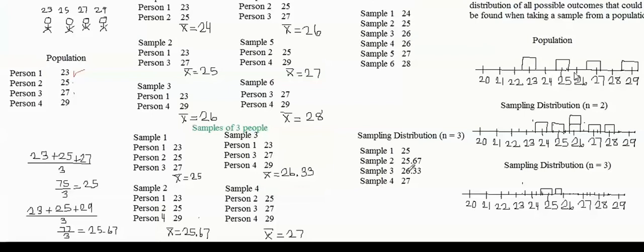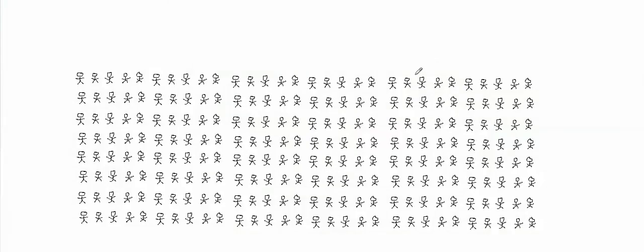Now let's go to this slide right here. If we're sampling from a much bigger population, then the shape of the sampling distribution is actually predictable. It's predictable based on the shape of the population and the sample size. Let's imagine that this is the population of a city. So maybe the city has 20,000 people, or maybe 100,000 people. And let's also imagine that this population has a normal distribution, like this.